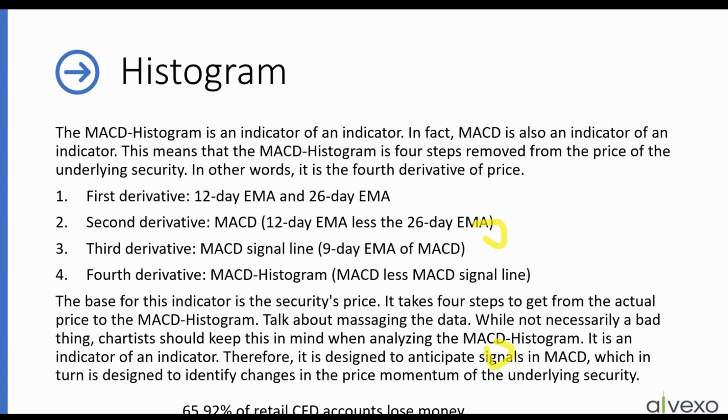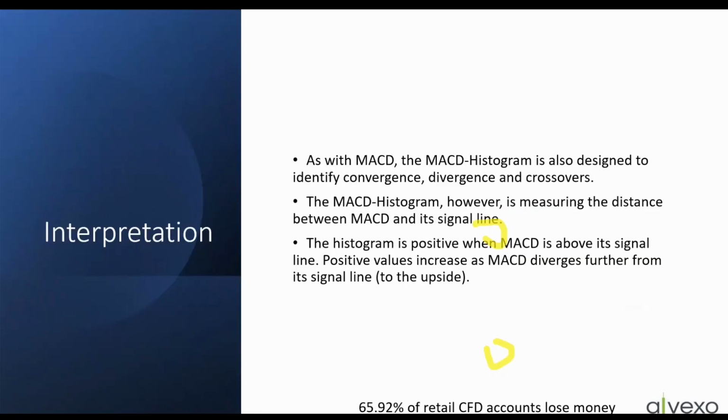So what it's doing is taking a moving average crossover strategy and massaging it. It gives us more data and makes it more successful. So while not necessarily a bad thing, chartists should keep in mind that when analyzing the MACD histogram, it is an indicator of an indicator. Therefore, it is designed to anticipate the signals in MACD, which in turn is designed to identify changes in price momentum of the underlying security.